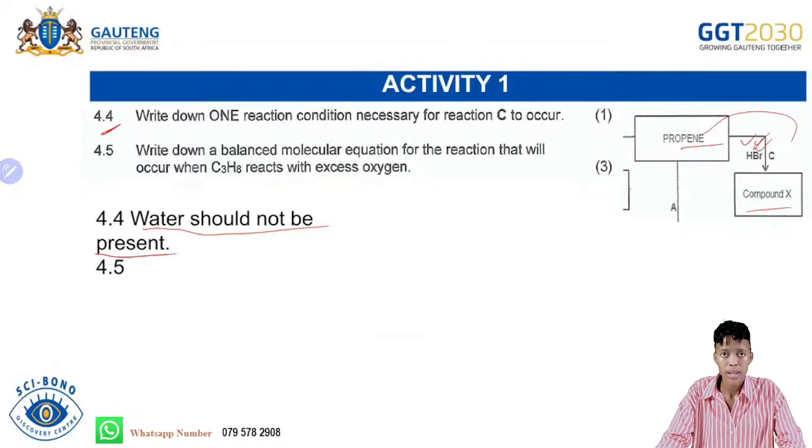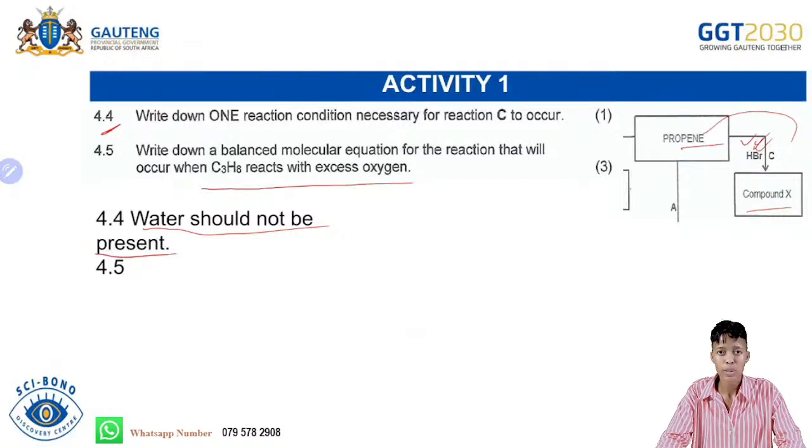Then 4.5 says write down a balanced molecular equation for the reaction that will occur when C3H8 reacts with excess oxygen. So when it reacts with excess oxygen.